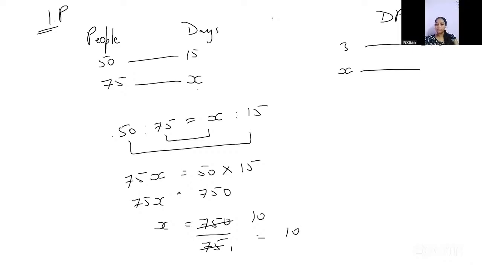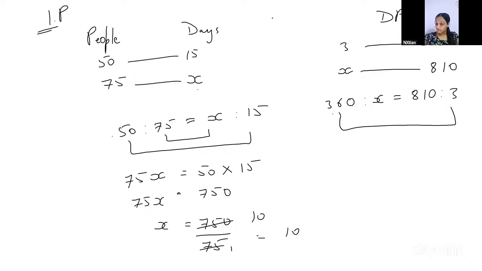So what's the other term, Abraham? 360 is to 810 is equal to 3 is to x. So that you have x multiplying by 360 and 810 multiplied by 3. So 360x is equal to 810 and 3, so you have 810 multiplied by 3. It would be 2430, ma'am.